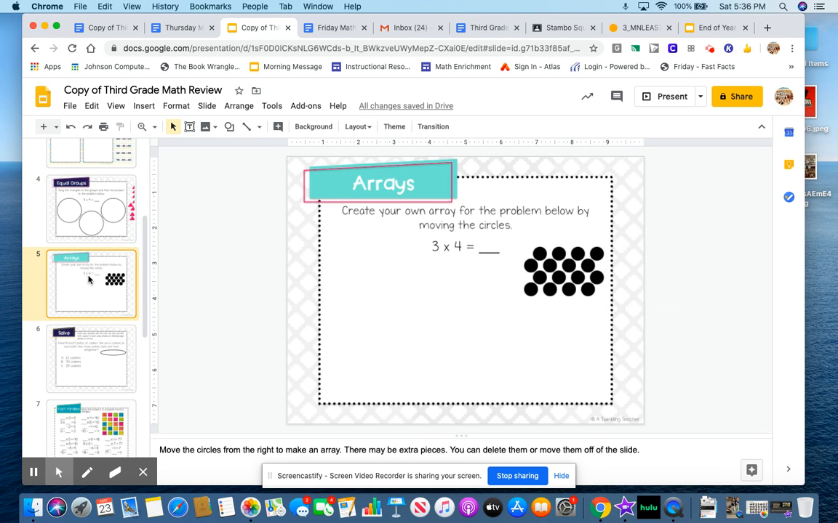Similar to the previous slide, you're going to create an array. So you're going to create your own array for the problem below by moving the circles. So again, you're going to click and drag those circles to model 3 times 4. So what would that look like?